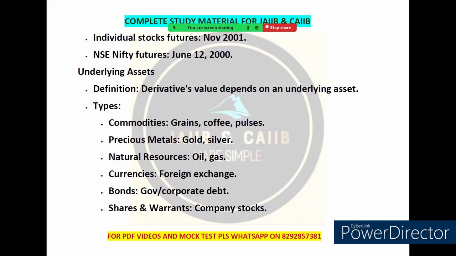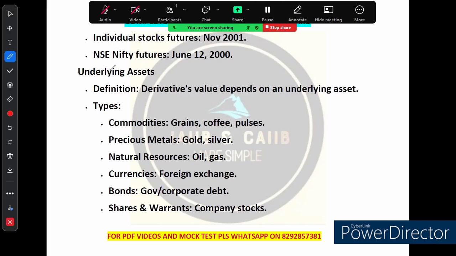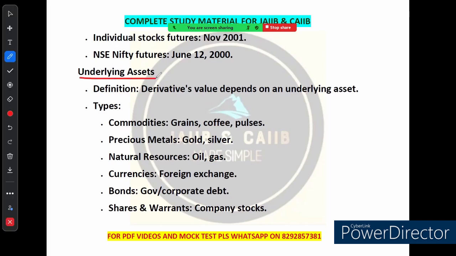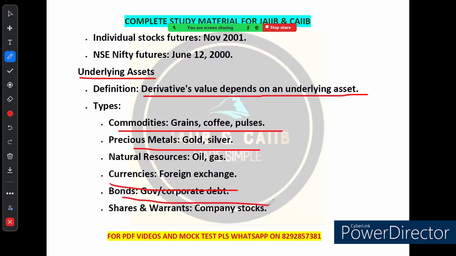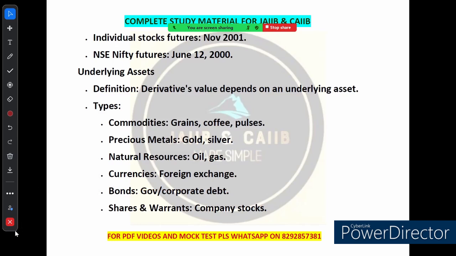Now let's talk about the underlying asset. In the previous slide we saw that a derivative's value is derived from an underlying asset. So what are underlying assets? They are basically the things that give derivatives their values. Some examples include commodities like grain, coffee, precious metals like gold and silver, natural resources, currencies like foreign exchange, bonds from government and corporate debt, and then stock indices that track the overall market. Everything like oil and gas falls under this.